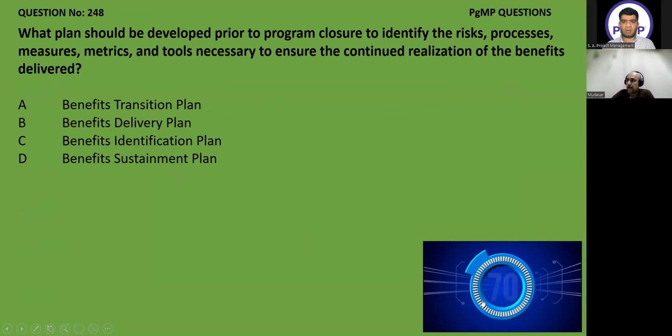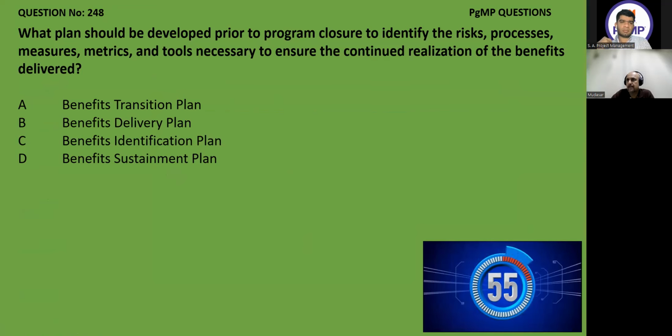Okay. 248. What plan should be developed prior to program closure to identify the risk, process matrix, measures matrix, and tools necessary to ensure the continued realization of the benefit delivered?